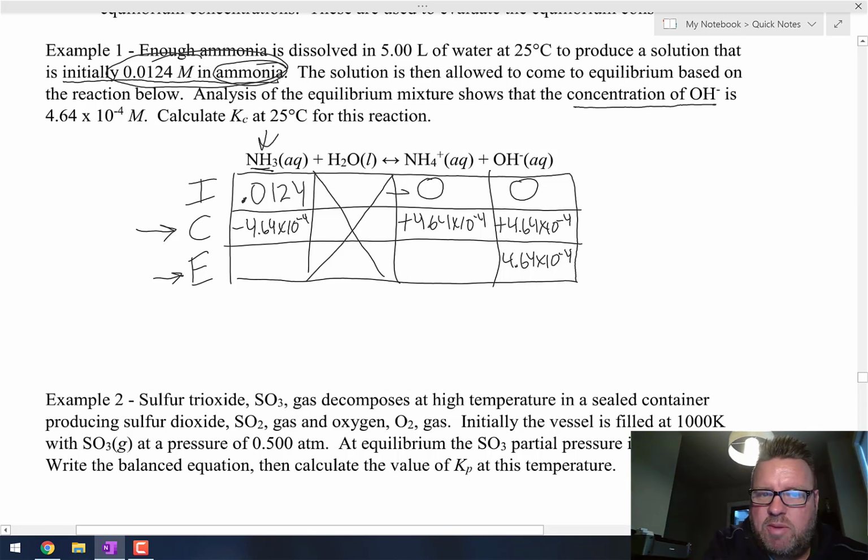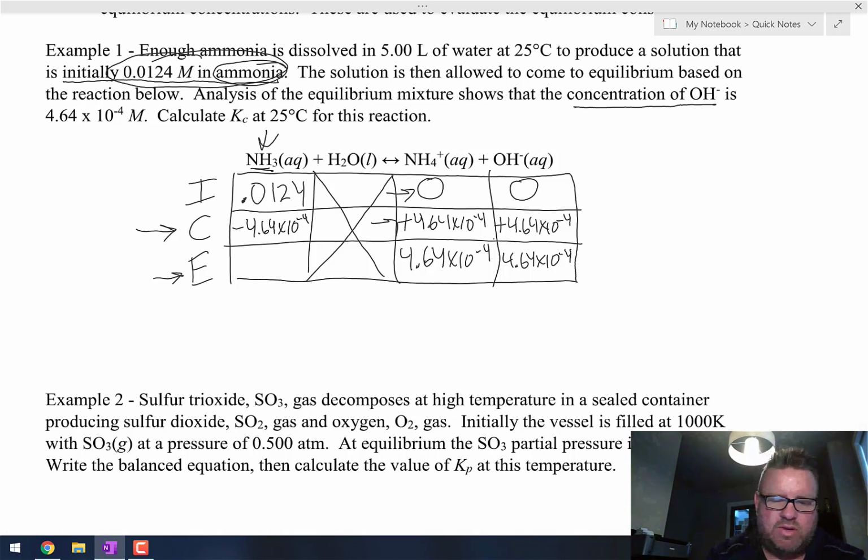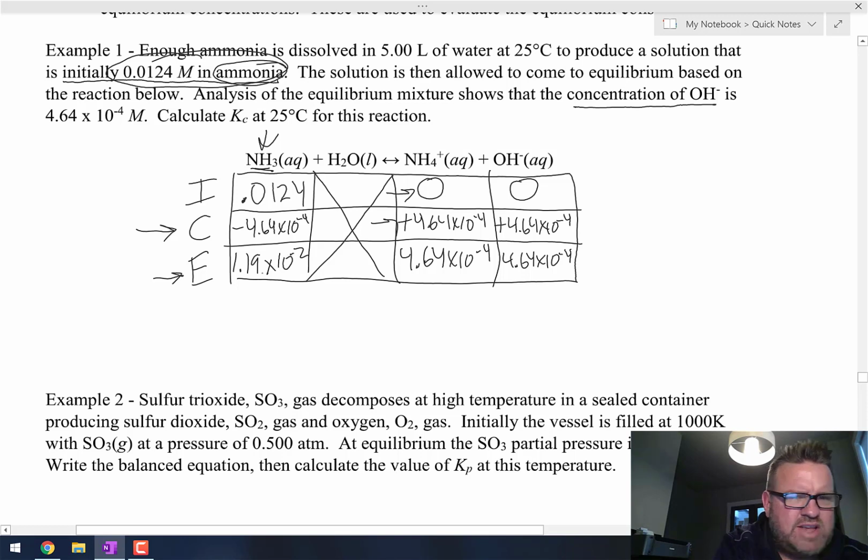Okay, so this, remember, was 0. This went up by 4.64 times 10 to the minus fourth. So at equilibrium, they are the same. And then for the equilibrium for NH3, I'm going to take 0.0124 and I'm going to subtract, remember, because it went down by that amount, 4.64 times 10 to the minus fourth. And I get roughly 1.19 times 10 to the minus second. Okay?